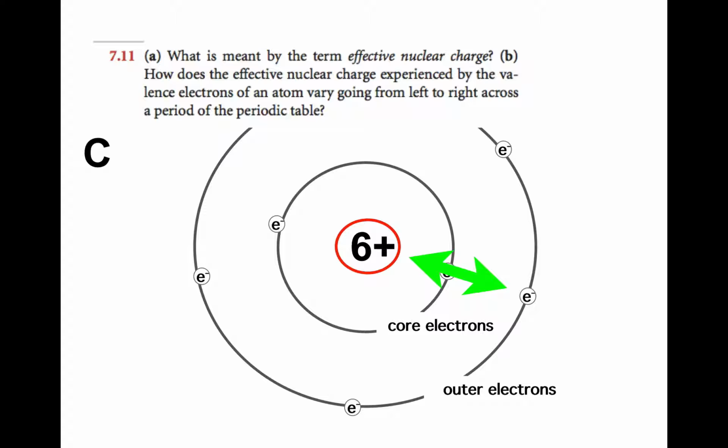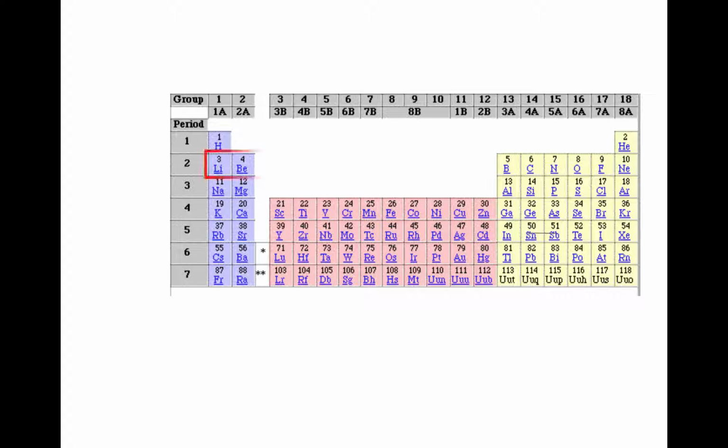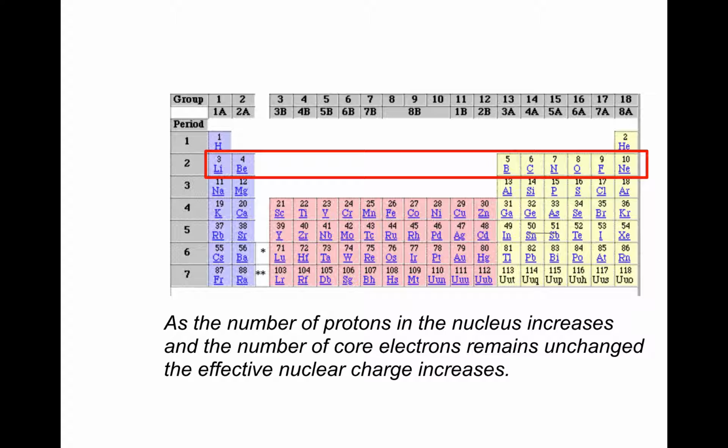So as we go across the period and we get more and more protons in the nucleus, without changing the core electrons, we get a greater pull on those outer electrons, and they're harder to take off. We increase in ionization energy. Harder to knock those electrons off of the atom. So as the number of protons in the nucleus increases and the number of core electrons remains unchanged, effective nuclear charge increases. All right, so effective nuclear charge, again, is how hard an atom pulls on its electrons. It increases going across a period.